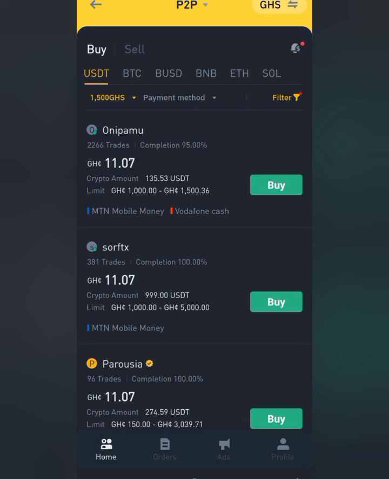You can do this with XAF. You can do this with XOF. I think XOF is Benin, right? XAF is like Cameroon and the likes of them. I'm sure you should be able to try it out with ZAR or things like that. Try it out and see which one works for you.